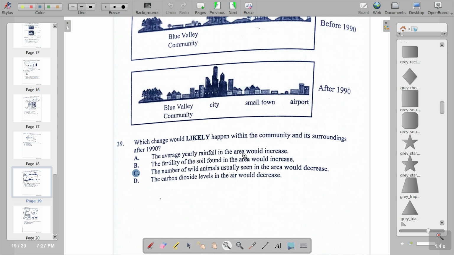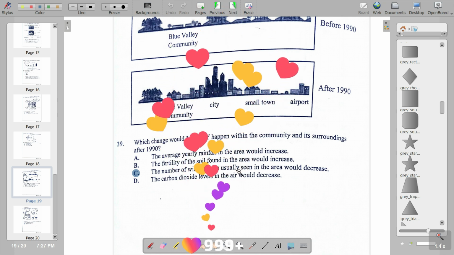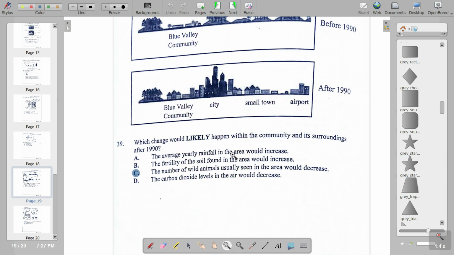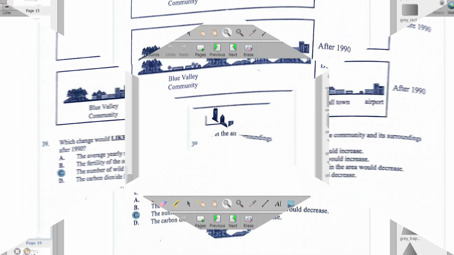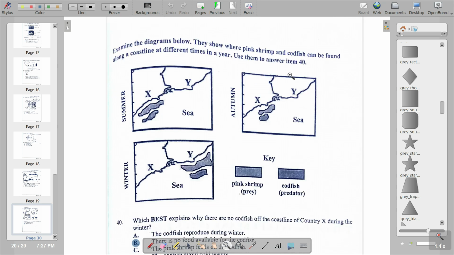The average yearly rainfall in the area would increase? No, I don't think so. The fertility of the soil found in the area would increase? No, I don't think so either. I chose C. The number of wild animals usually seen in the area would decrease. This would chase away all the animals. Well, most of the animals, I would say. Let's look at the last one.